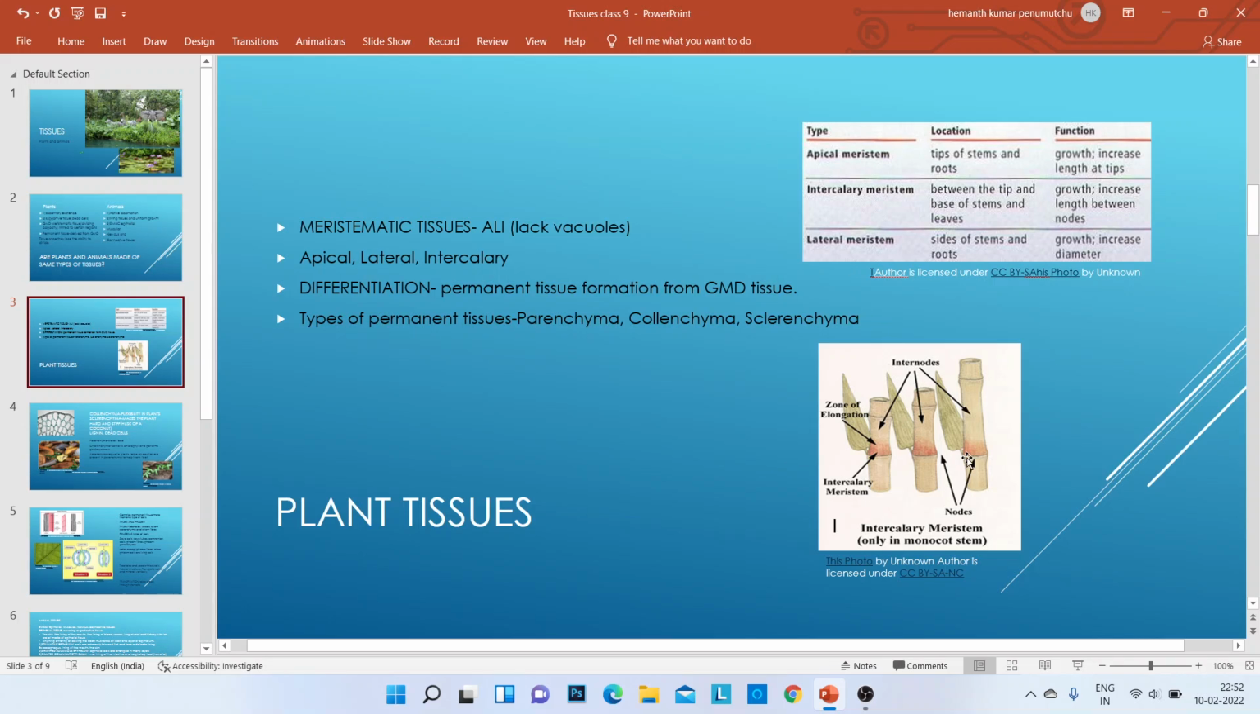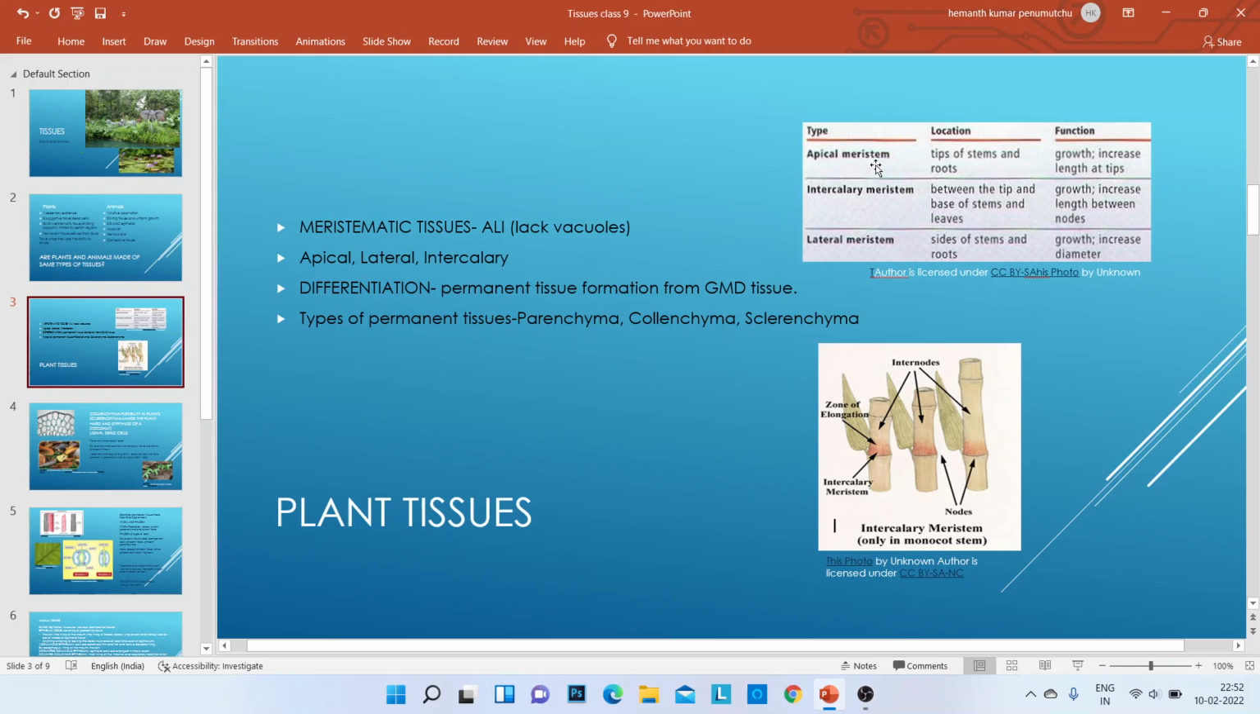Here only intercalary meristem is shown in this figure. These are called nodes, and the gap in between nodes is called internode, and this is the zone of elongation. Here we can see the intercalary meristem. These nodes can be seen in sugarcane plant also. Very clearly you can see the nodes in a sugarcane. And intercalary meristem is seen only in some plants, and most of the plants have apical meristem and lateral meristem.